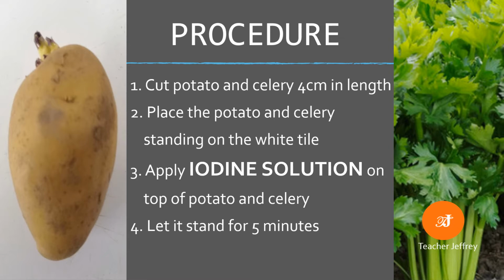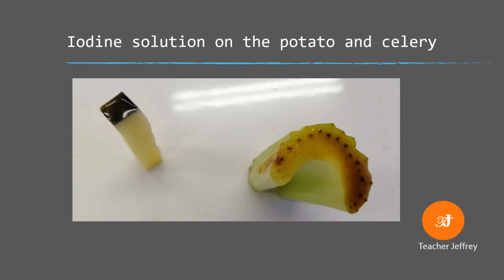First, cut potato and celery 4 cm in length. Second, place the potato and celery standing on the white tile. Third, apply iodine solution on top of the potato and celery. And fourth, let it stand for 5 minutes. This is how we place iodine on the potato and celery.